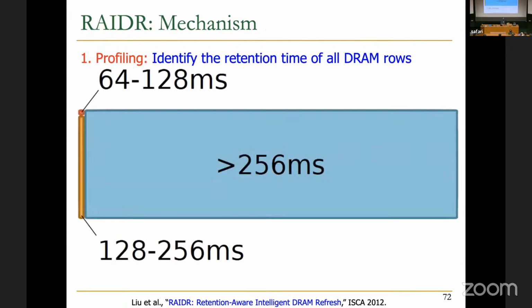Given that the weak cells are on the left side, would it make sense to just do profiling and identify all these cells and avoid using them altogether? You can just retire them and sacrifice your DRAM capacity. That's another way of doing that, yes. But it goes a bit against the idea of increasing your density, right? Because you want to have more capacity in your DRAM.